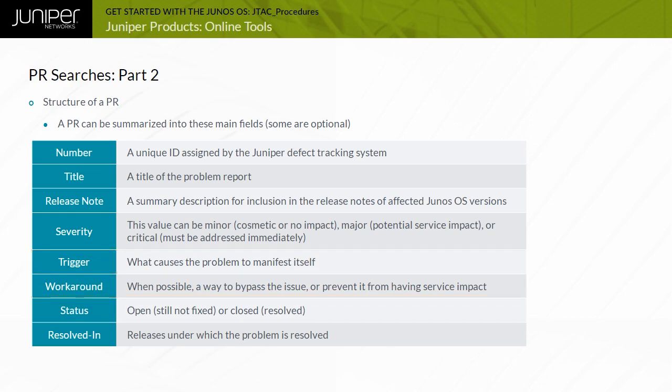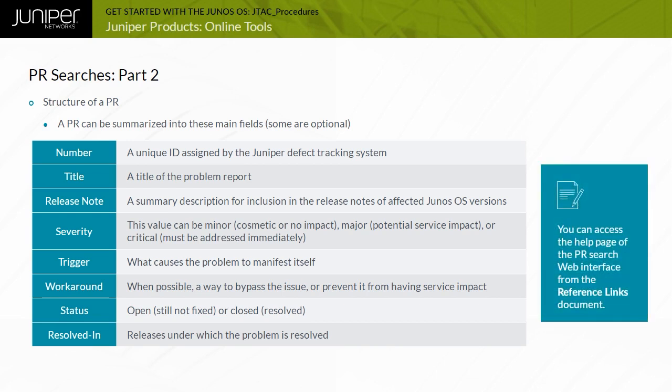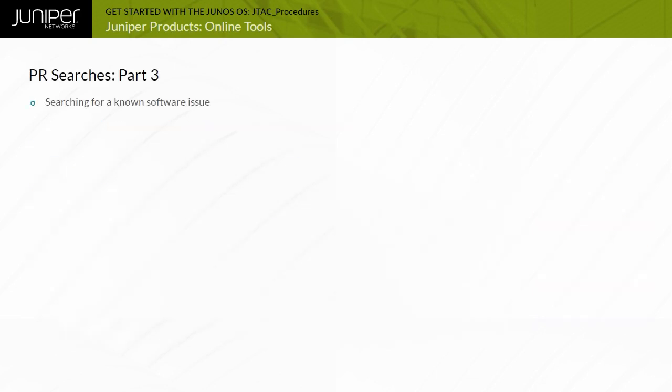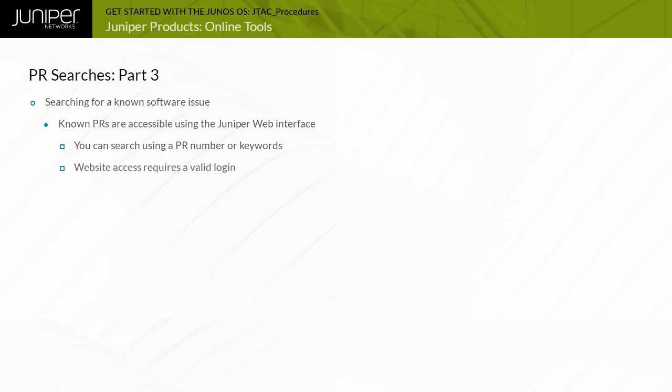In addition to these fields, a PR can also contain several additional fields. The complete list is available on the Help page of the PR Search Web Interface. Note that you can access the Help page of the PR Search Web Interface from the Reference Links document. PRs are accessible and searchable using Juniper's web interface, using either the PR number or using keywords. Website access requires a valid login.